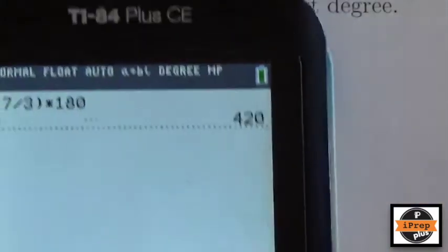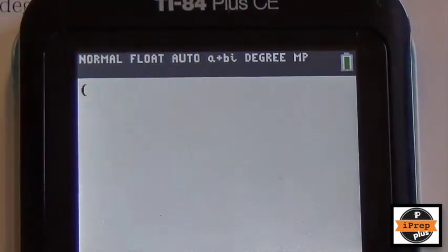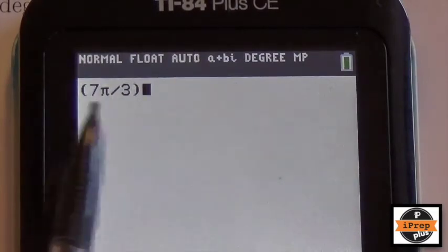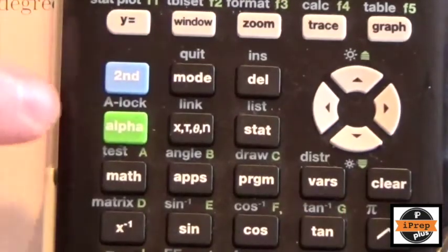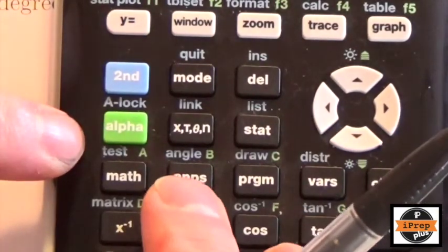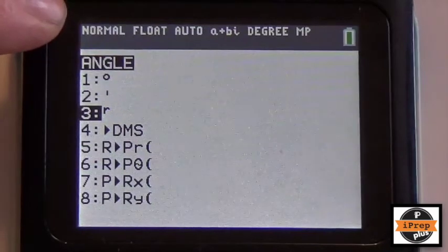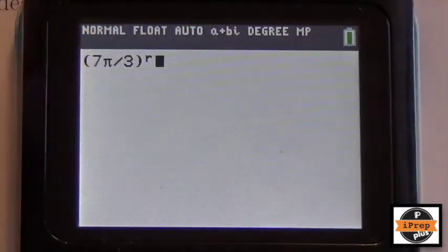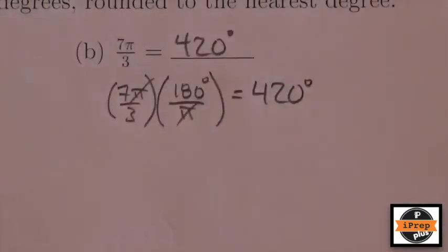Now I'm going to do that using the other method that I just showed you. In this case, I really do need the parentheses. So 7 pi divided by 3, and I put that in brackets there, make sure that they're in parentheses. And now I'm going to go back into that angle menu. Remember where I'm getting that from, it's second apps to get that angle menu. And again, I'm going to come down here and identify that that is in radians. So I press 3 there, and there we go, 7 pi over 3 radians. Press enter, 420. Good.